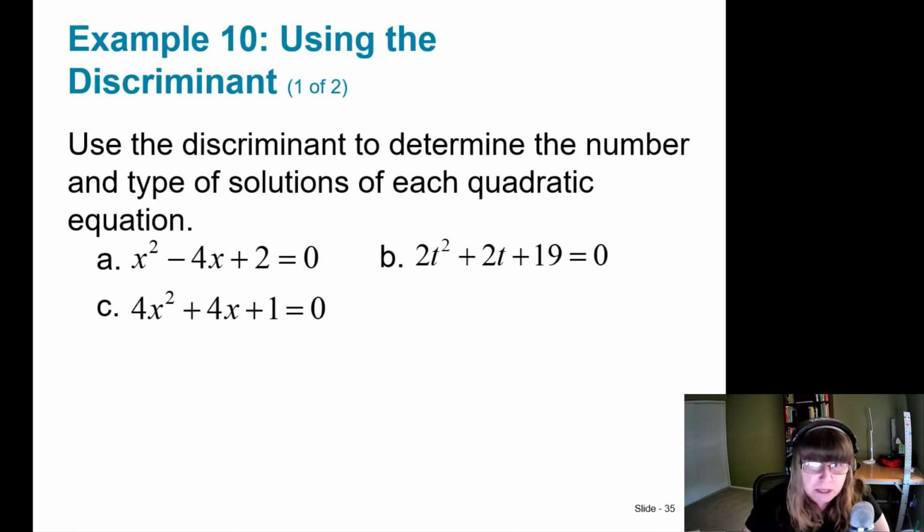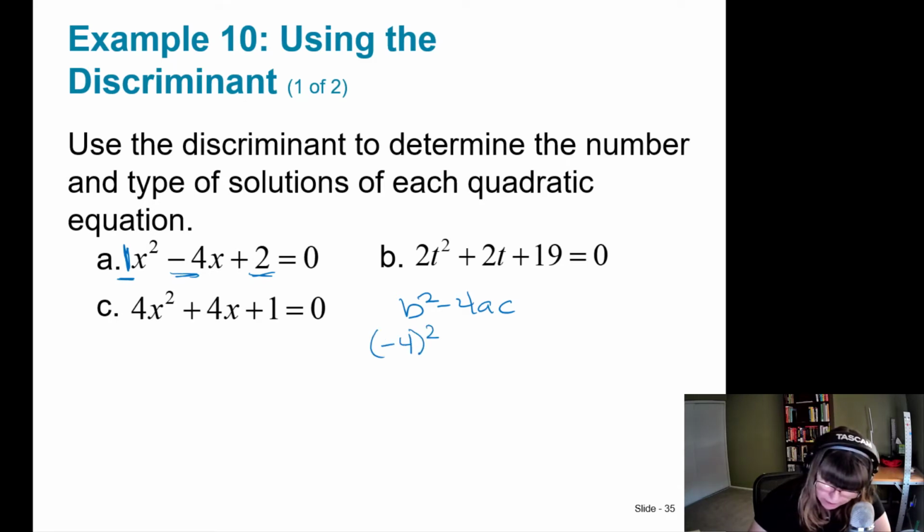Let's use what we know about the discriminant to figure out how many solutions and what type of solutions we will have for each of these quadratic equations. For a, x squared minus 4x plus 2 equals 0, our discriminant is b squared minus 4ac. Our a value is 1, our b value is negative 4, and our c value is 2. So let's plug those in. Negative 4 squared minus 4 times 1 times 2. Negative 4 squared was 16. 4 times 1 times 2 is 8. And so our discriminant equals 8.